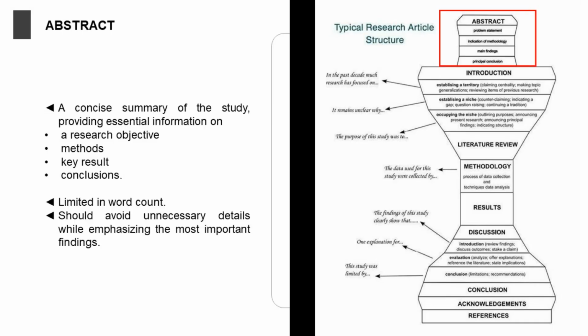Once you're intrigued by the title, you move on to read the abstract. The abstract should give you a brief overview of the problem, the methods used, the main findings, and the most important conclusion, the so-called take-home message. If the abstract is compelling, you'll be motivated to read the entire article.